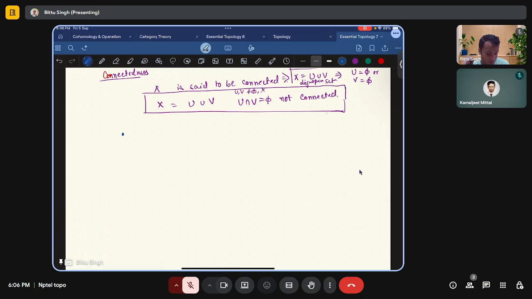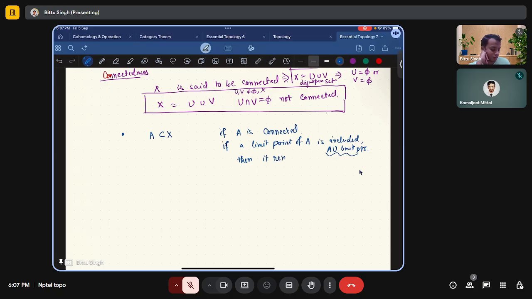Some important properties are like this. Suppose A is a subspace of X. If A is connected, and if a limit point of A is included, that is A union some limit point, then the new set remains connected.